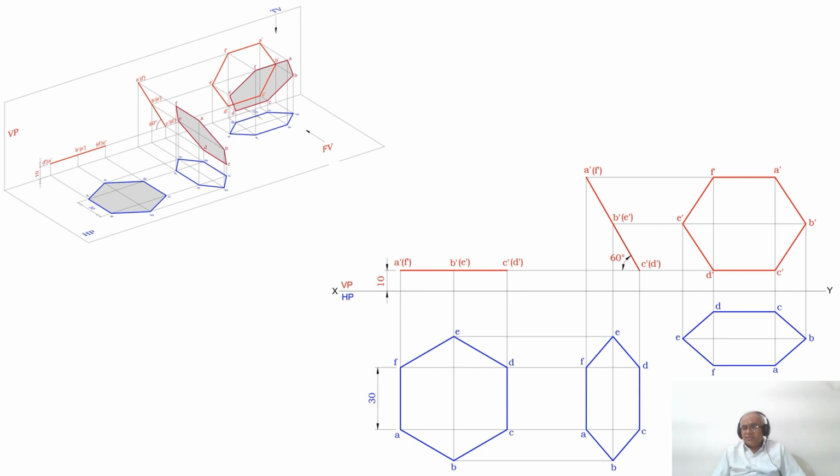Finally, what is our takeaway here? If you analyze this problem, he says that the hexagonal lamina of 30 mm side is resting on one of its sides such that that side is above HP by 10 mm and in front of VP by 12 mm. And then the surface is inclined at an angle of 60 degrees with respect to the HP. Since we have incorporated all the data which was given in the problem, our problem is right.